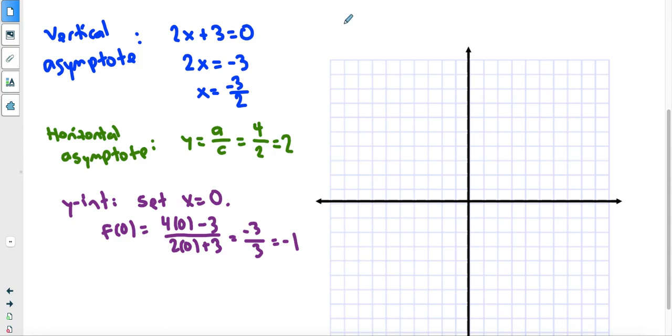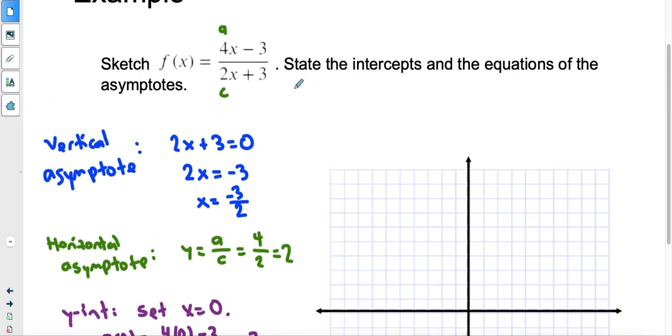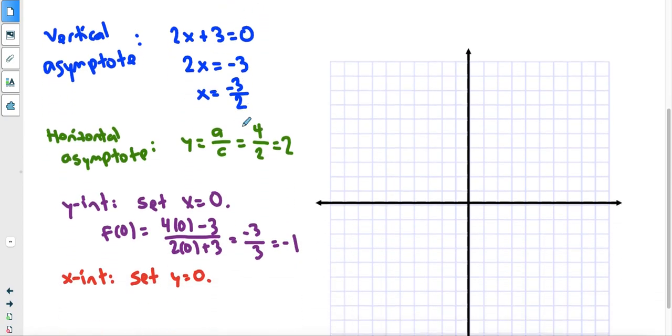And now to find my x-intercept, I'm going to set y equal to 0 and then find x. So in my equation here, I'm going to set y equal to 0 and then solve for x.